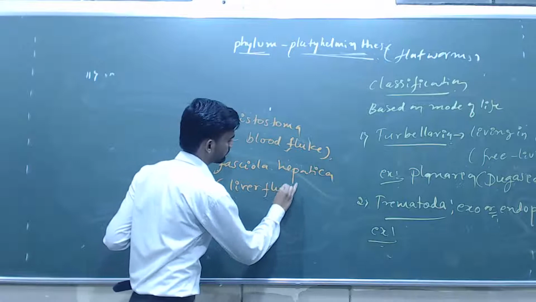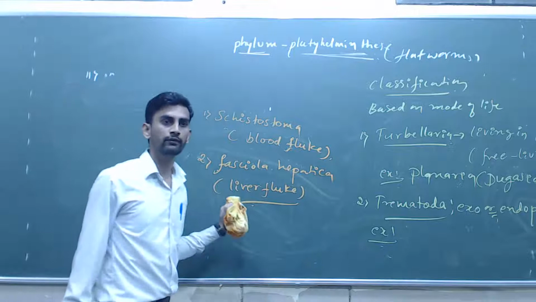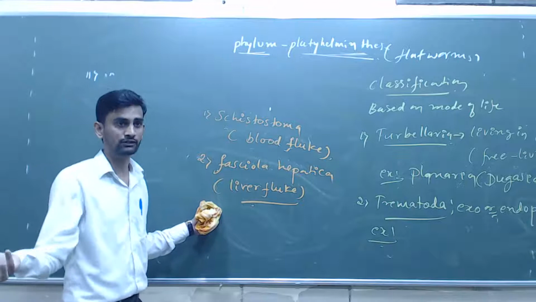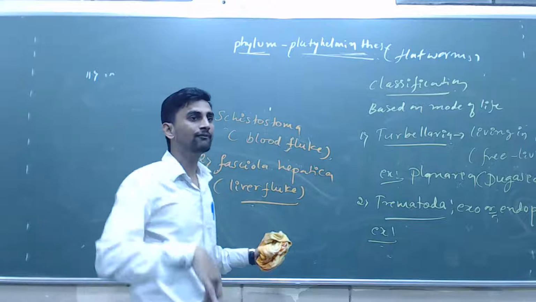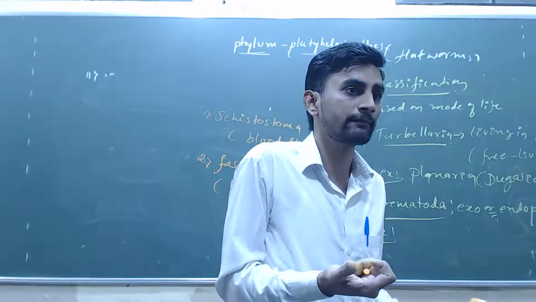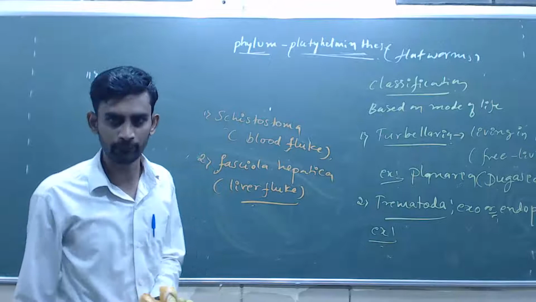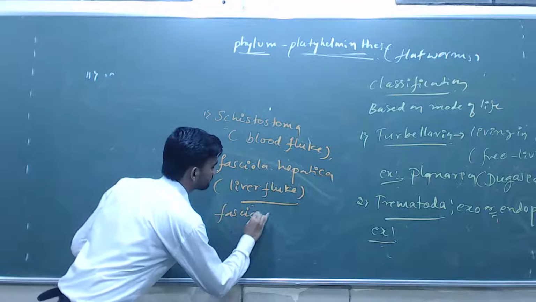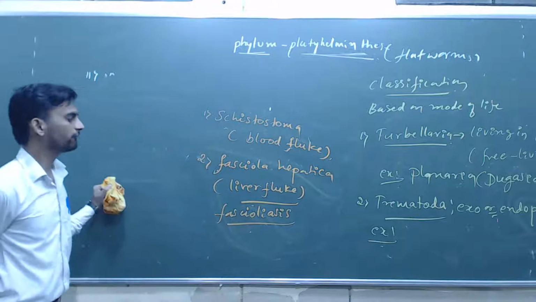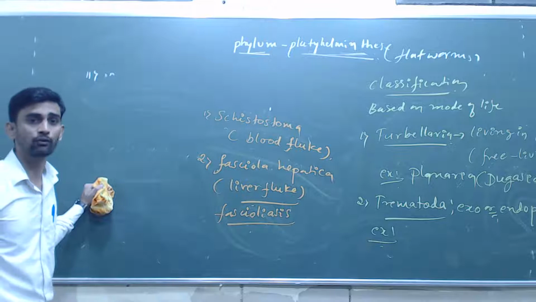Where will it live? The name itself says liver of different animals, right? Sheep or goats, you will find it in their liver. When humans eat the liver of goats or sheep, human beings may also get that disease called fasciolasis. Are you getting my point? Spelling is very important. F-A-S-C-I-O-L-I-A-S-I-S. Fasciolasis is commonly called liver rot disease.